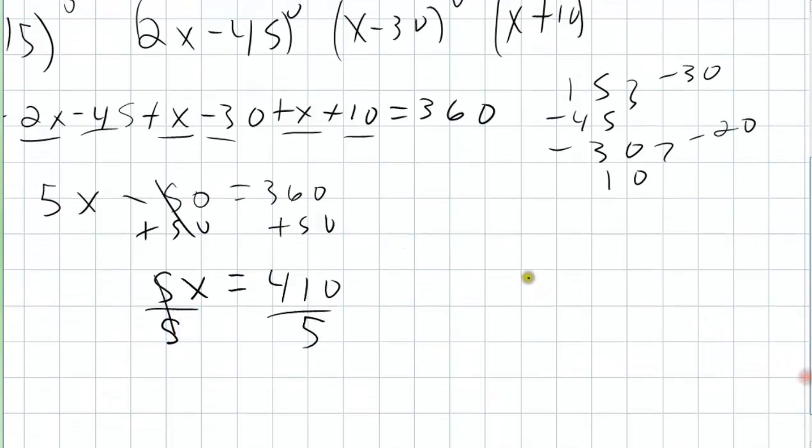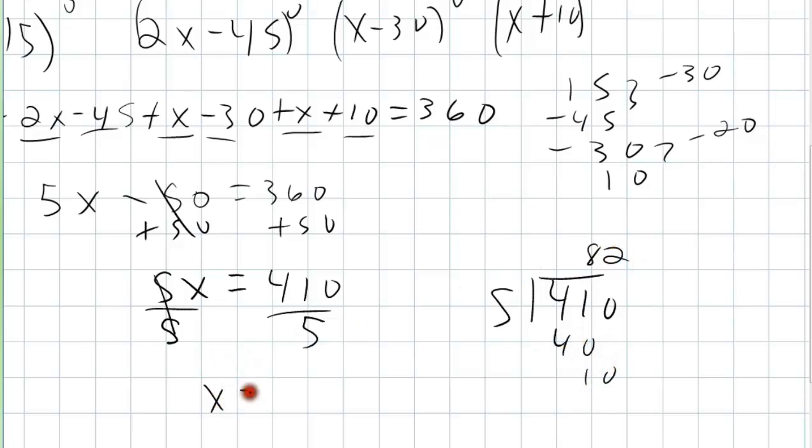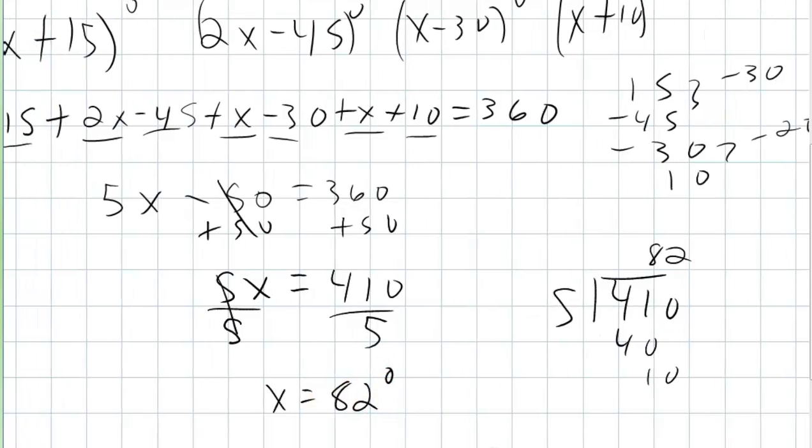And I get, divide by 5. So 8, this will be 40, and this will be 2. So I get that x is equal to 82, and remember we're working in degrees here, 82 degrees.